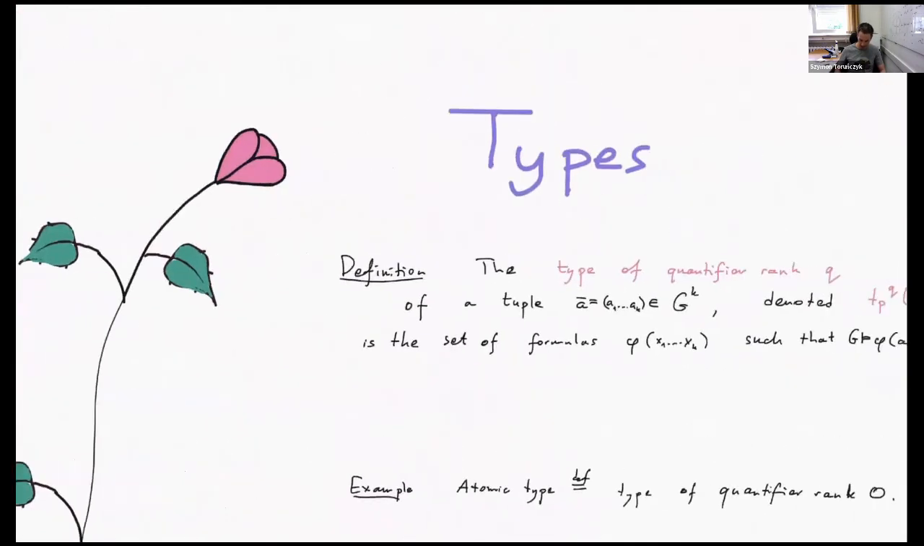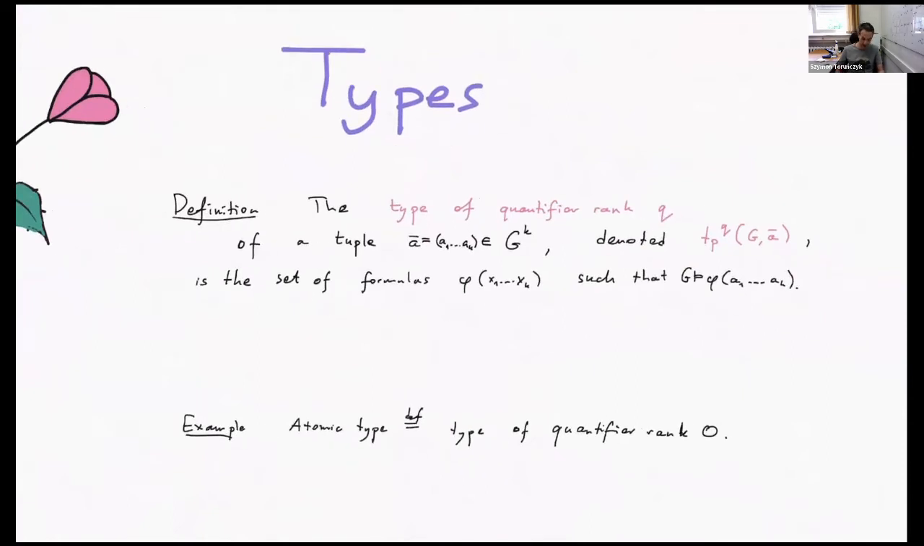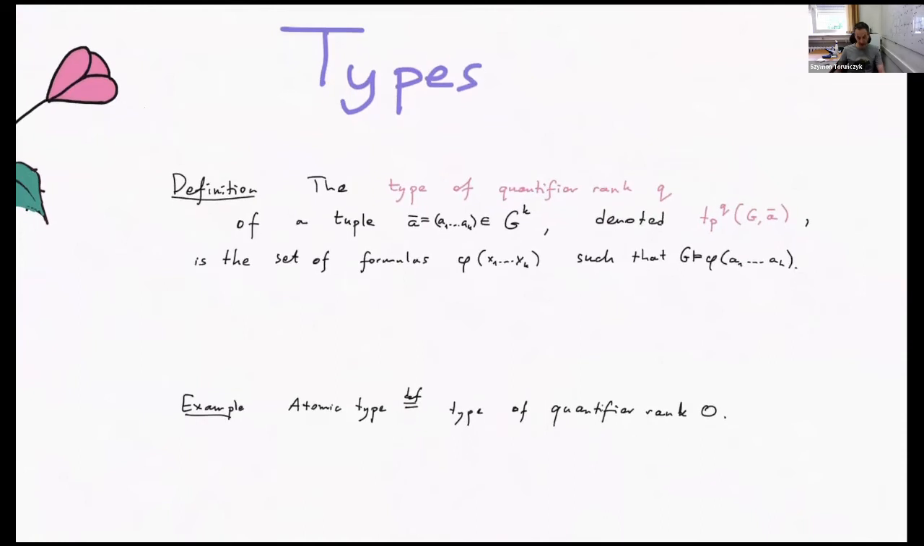Okay, this was a motivation for the following notion. This is a classical notion from logic, which is called the first order type of a given quantifier rank of a tuple. So if I have a tuple of vertices, like this one, what is its type?